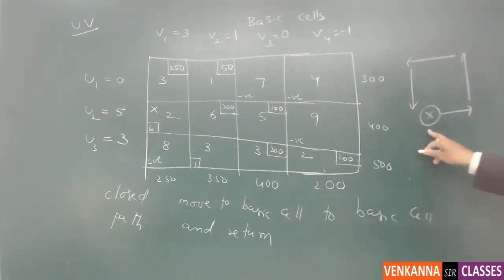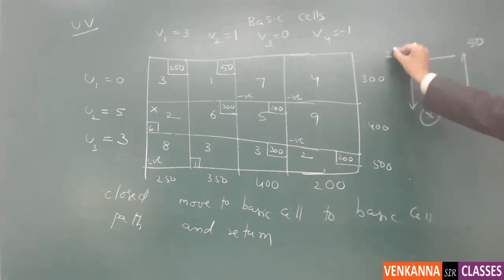So here the value is 2. There is no allocation made here. That's why I put the symbol X. Here I have made the allocation 300. Here I made the allocation 50. Here I made the allocation 250.